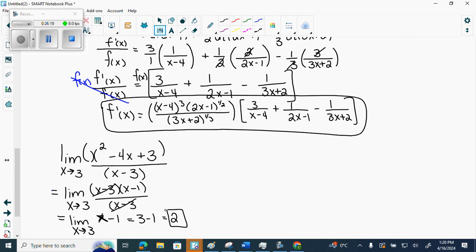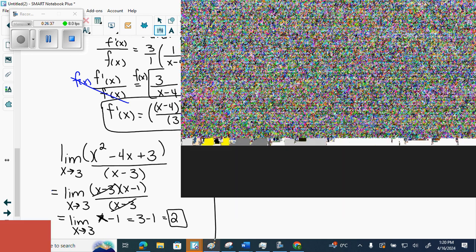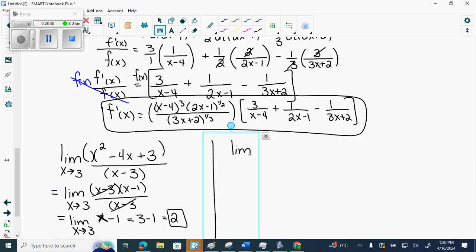So L'Hopital's rule states that you take the derivative of the numerator and the derivative of the denominator separately, not like the quotient rule, and then you can plug in the answer, and you should get the same limit. So what the heck does that mean? Well, let's go. We write our question down. We get the limit as x approaches 3.